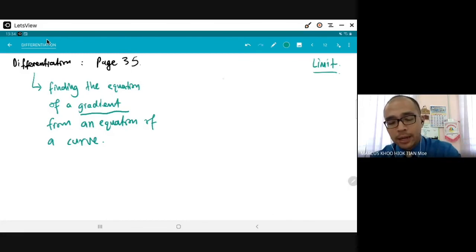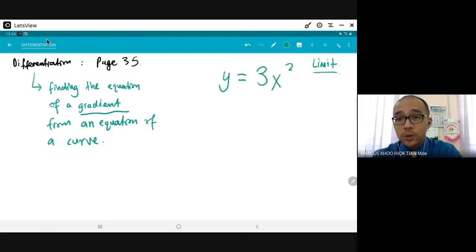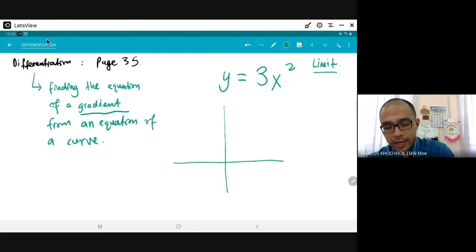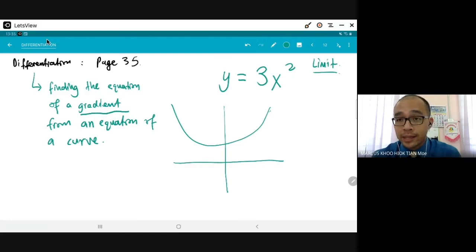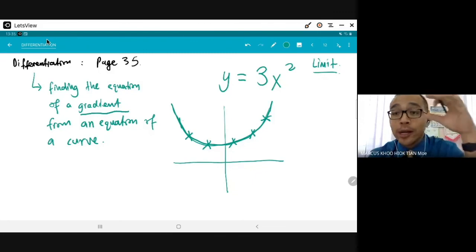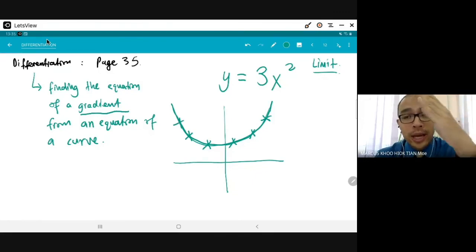So for example let's say your equation of the curve is y equals 3x squared. Okay, so this one is an equation of a curve. Bila saya plot dia punya graph, saya akan dapat 3x squared like this. Okay, it will look something like this. Now, on a curve, at different points, dia punya gradient akan bernilai berlain-lainan, sebab dia bukan garis lurus. Garis lurus only has one gradient.